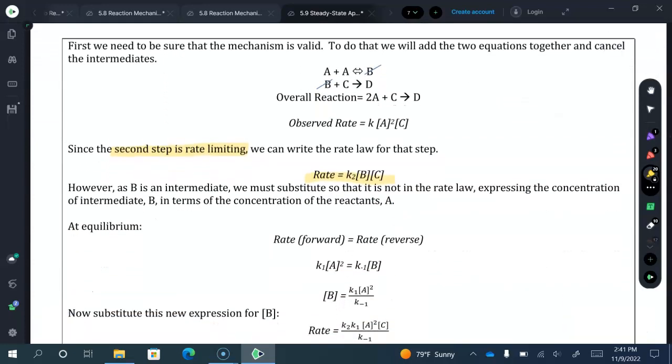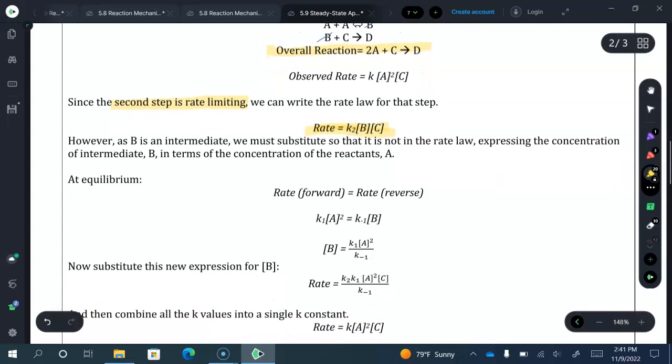So now looking at this, first we need to make sure that the mechanism is valid. To do that, we add the two equations together and cancel out intermediates. We see this overall reaction here, and the observed rate is here, and it should mirror it. Since the second step is rate limiting, we can write the rate law for that step, which we did here. However, B is an intermediate, so we must substitute for it.